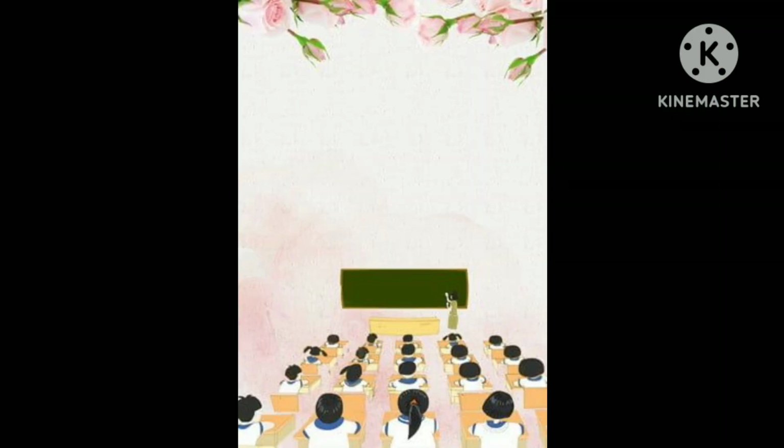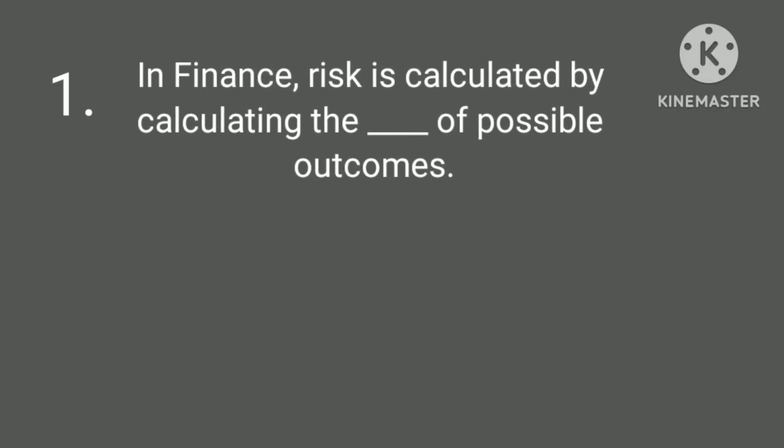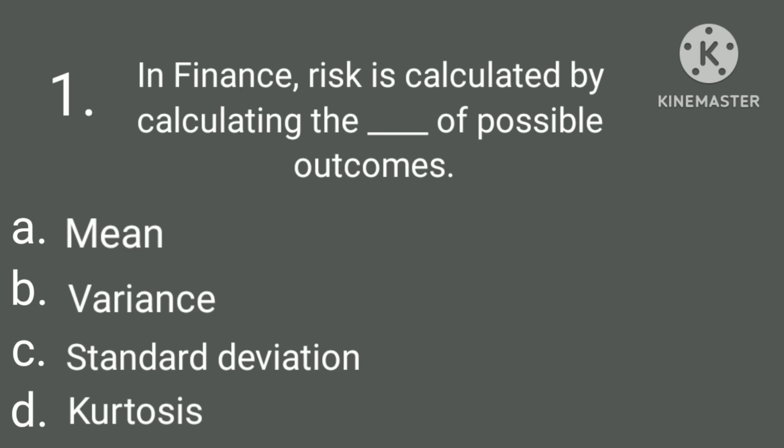Let's start today's MCQs. Our first MCQ is: in finance, risk is calculated by calculating the dash of possible outcomes. Option A mean, option B variance, option C standard deviation, option D kurtosis. The correct answer is option C standard deviation.